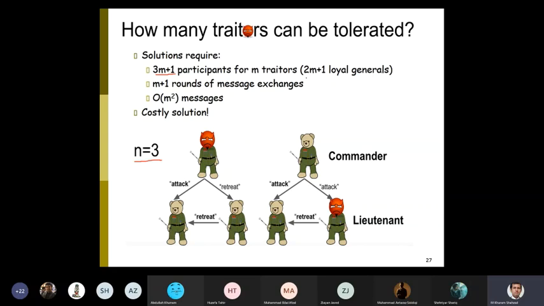So there should be 2m plus 1 generals that are loyal, and m plus 1 rounds of message exchange. So if there is one traitor, at least 2 rounds of messages should be transmitted. We have different strategies to deal with it. The message complexity will be m square.